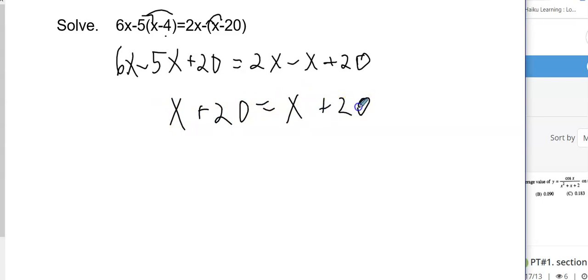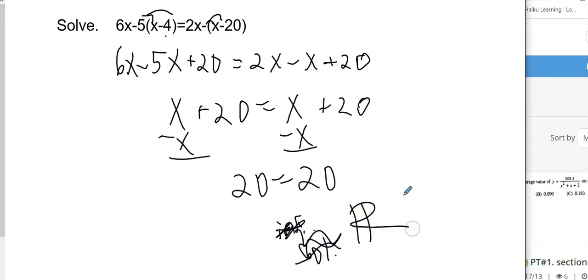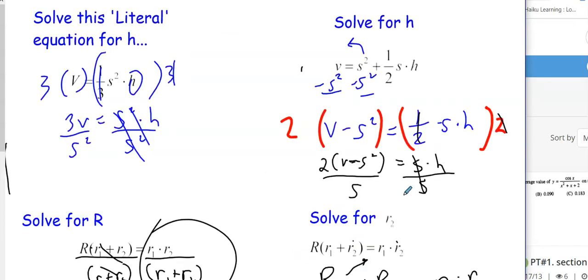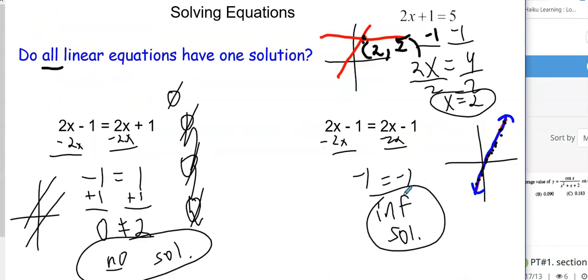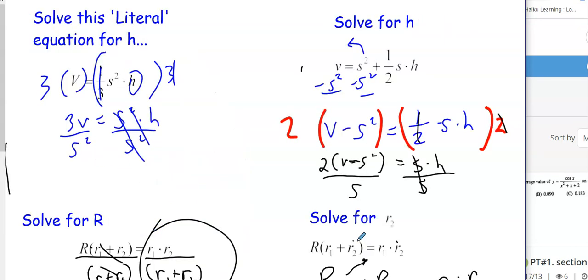I'm noticing something here. You might be able to stop right now and know what's going to happen. So you get 20 equals 20. Well, that's true. This must be an infinite number of solutions. Or actually, we should say all reals. I'm thinking about it as systems. So even back there on this problem, I would not say infinite solutions. I would say it's all reals. I was thinking about it like a system, but really for one equation, we consider that all reals.